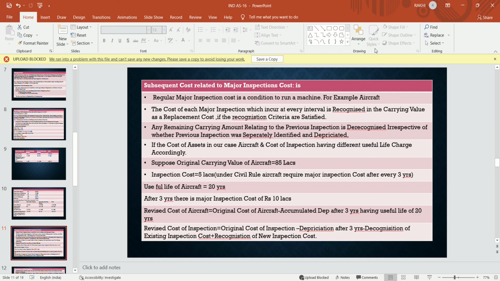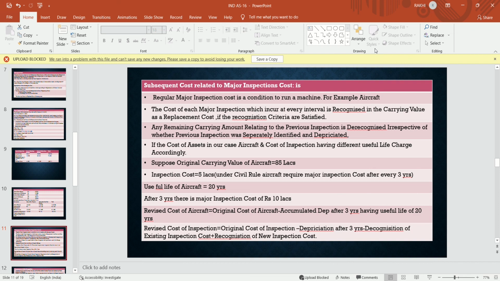Any remaining carrying value relating to the previous inspection is derecognized. For example, at regular intervals the aircraft is inspected. At the time of purchase the company incurred 85 lakhs on the cost of aircraft, and 5 lakhs is related to inspection cost. That inspection cost is at the time of purchase of the asset, the aircraft which is already inspected. An inspected aircraft is given to the company, and the 5 lakh rupees is related to the inspection charge. At every regular interval, the company has to incur the inspection charge. That is, after 3 years, the company incurs inspection charge, which is 10 lakhs. Whatever the company incurs on that is major inspection cost.